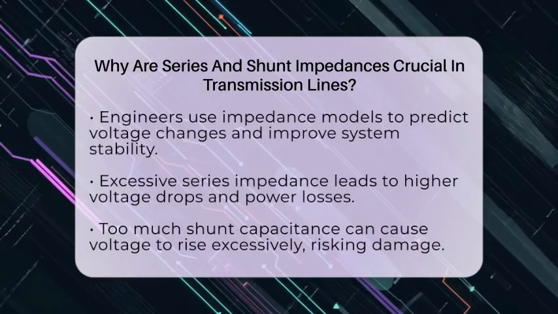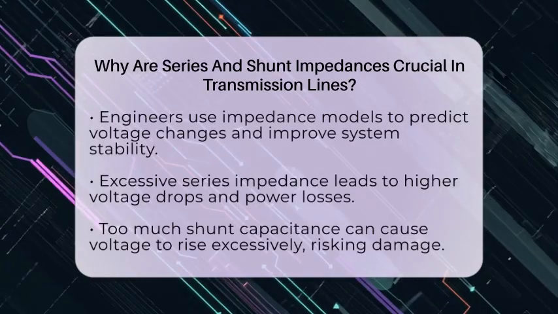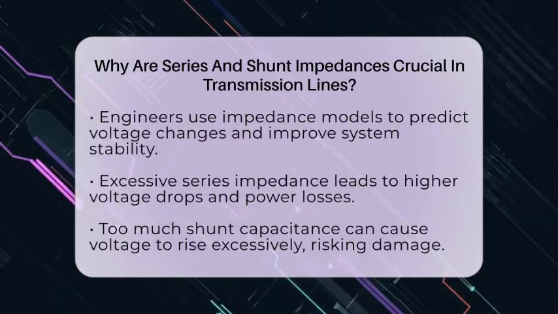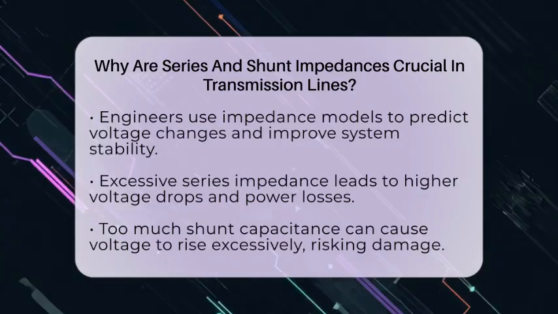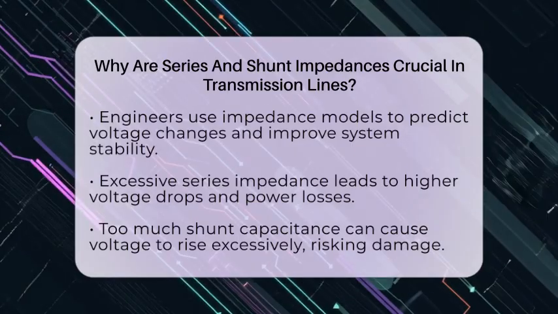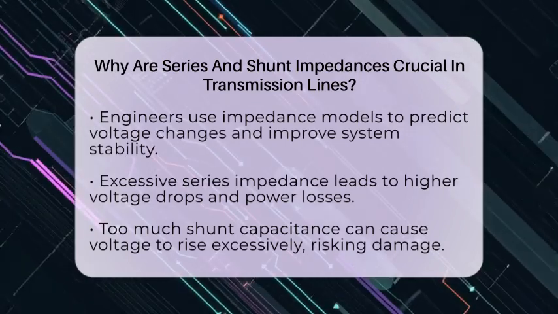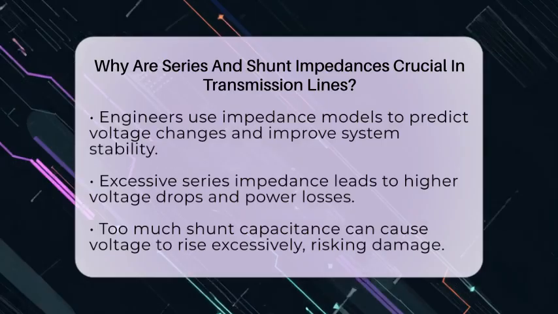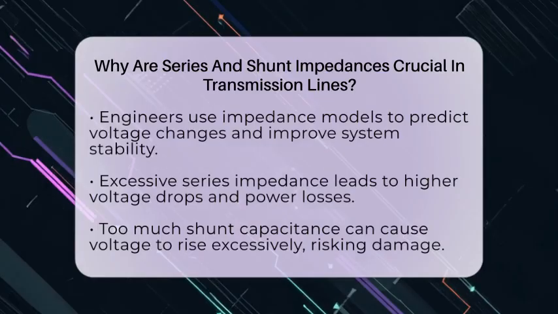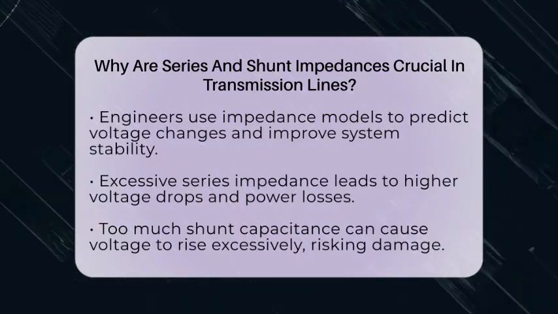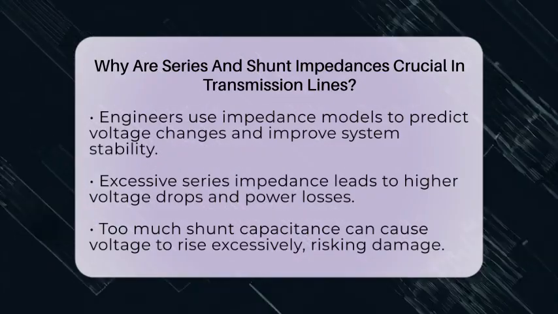These shunt effects impact voltage stability and reactive power flow, which are important for maintaining proper voltage levels in the system. Knowing these impedances helps engineers design better transmission systems. For example, they can predict how voltage will change along the line and decide where to add devices like capacitors or reactors to keep everything stable. If the series impedance is too high, it can cause excessive voltage drops and power losses, reducing efficiency. If the shunt capacitance is too high, it can cause voltage to rise too much, risking equipment damage.